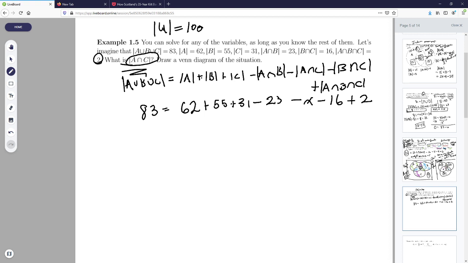Both of my examples have A intersection B intersection C as 2, but of course you can say, well, that's not guaranteed, and you're right, it's not guaranteed. So what do you have to do to solve for X? Combine terms. We just add up all the positive numbers: 62 plus 55 plus 31. So this is 148. So plus another 2 from this, so this is 150.